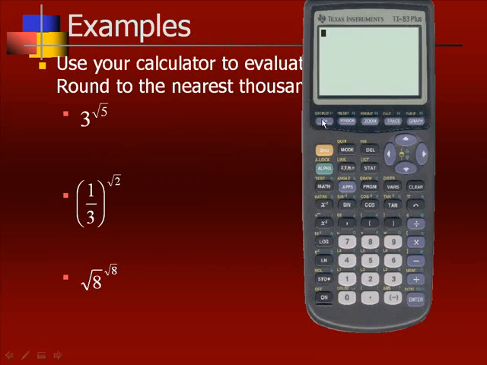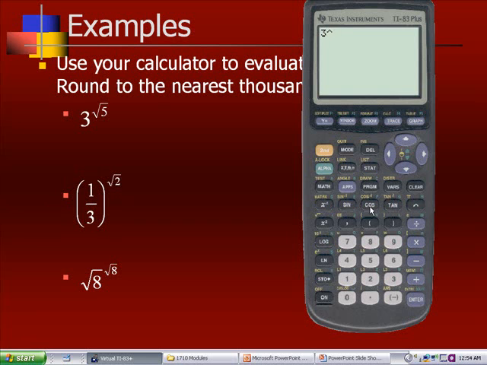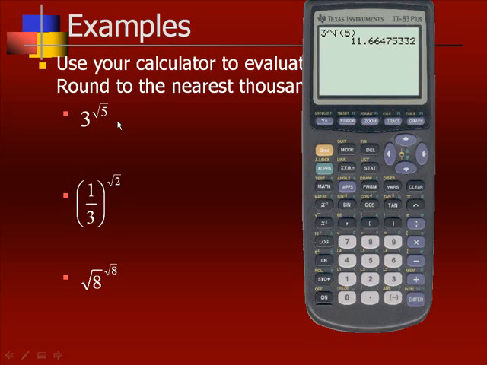Y equals 3 to the power of the square root of 5, which would give us 11.66, to the nearest thousandth would be 11.665.